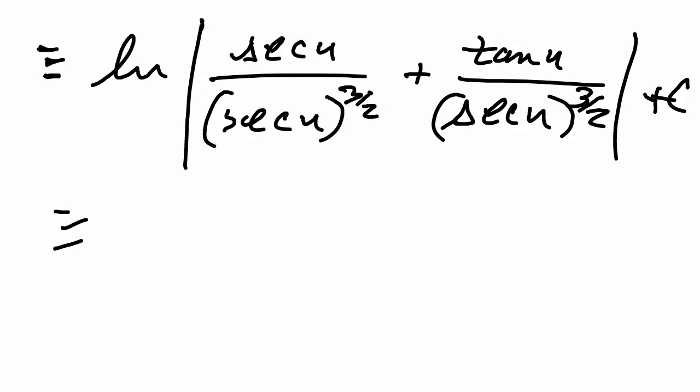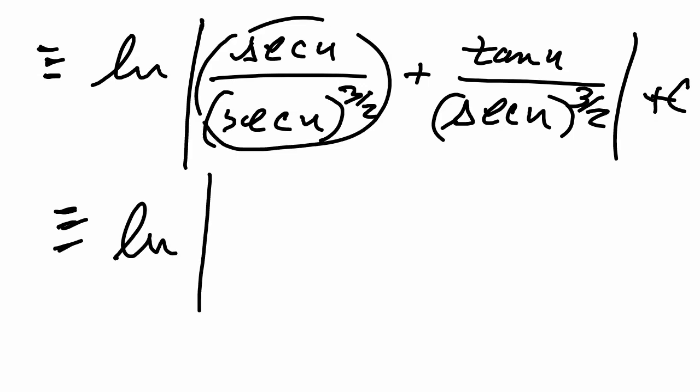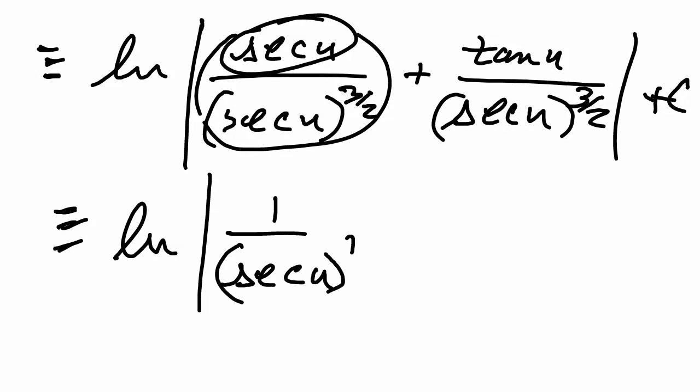So now I can use some algebraic simplification on this and say, hey, on the first part, what is this? This is secant u to the first power, right? And this is secant u to the 3/2 or 1.5 power. And if you cancel out a secant u, I could rewrite this as 1 over secant u to the 1/2 power, right? And then plus, and then over here, what do I got?